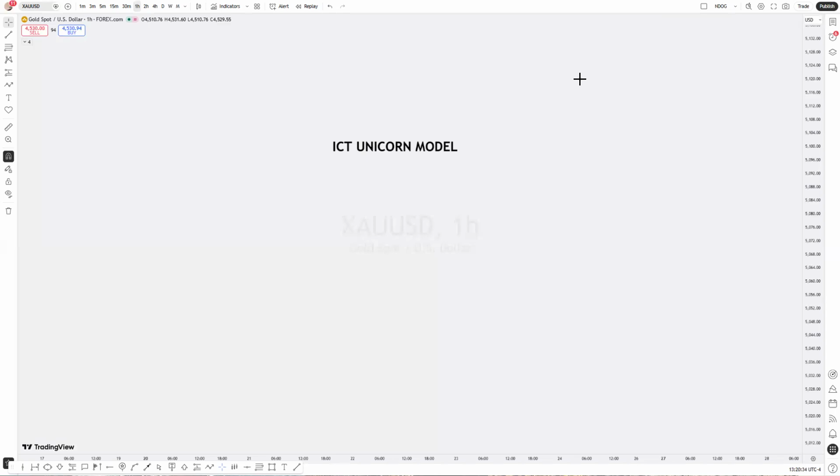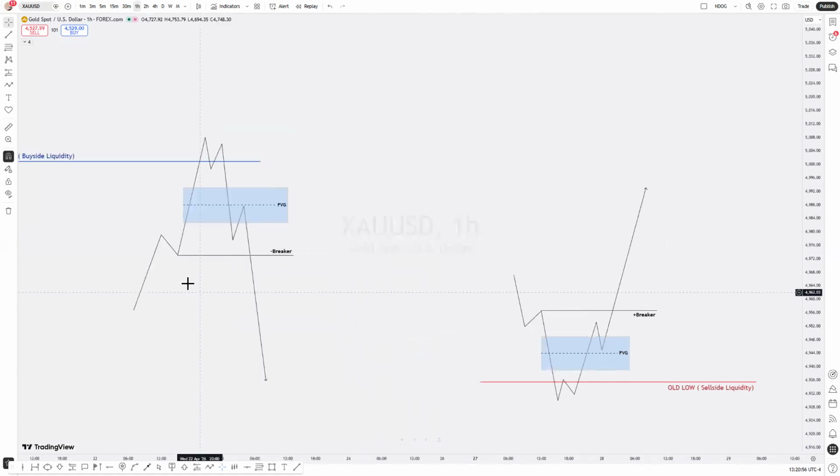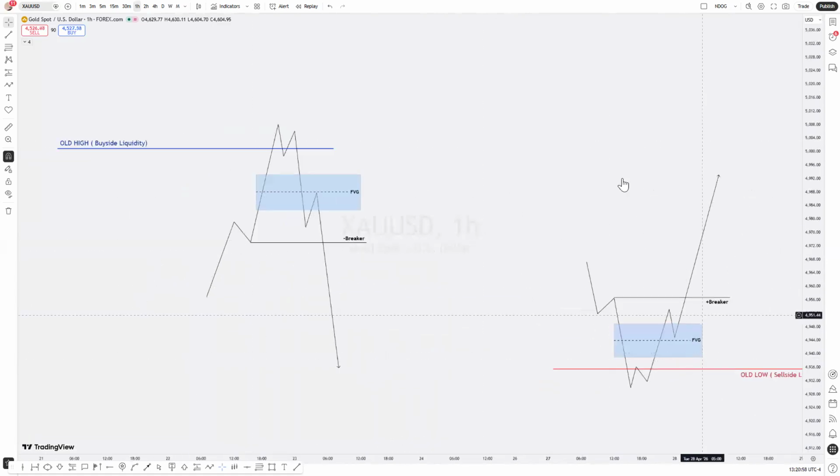It starts with a liquidity sweep: price sweeping out old highs, old lows, double tops, double bottoms, previous session highs, previous session lows, and so on and so forth. Then it comes next with a market structure shift. You understand? I'm going to bring in a diagram so you can clearly see. This is a sell scenario. This is a buy scenario.